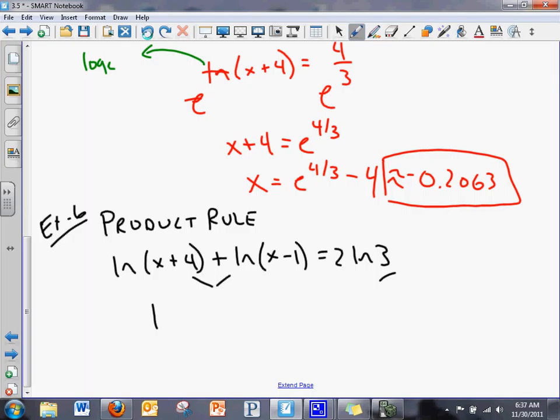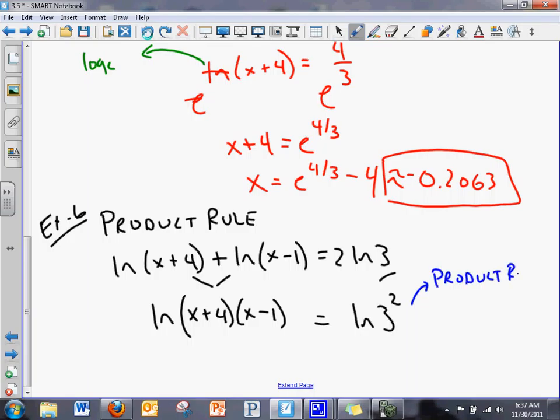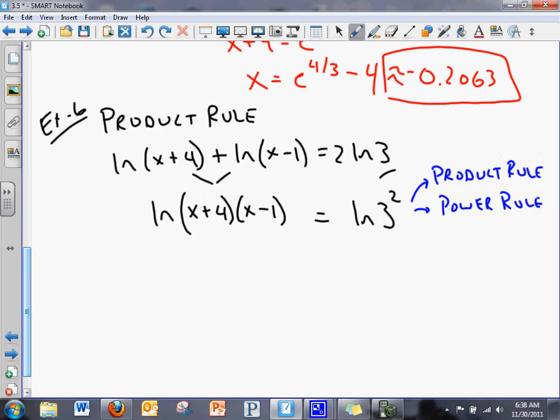These can combine into 1 natural log just by multiplying the 2 insides together. And then I can use the reverse of the power rule and write that 2 in the exponent. So I used the product rule on the left side, and then I also used the power rule. The reason I did this is that now I have natural logs on both sides, so the 1-to-1 property says that x plus 4 times x minus 1 is equal to 3 squared. That was the 1-to-1 property.